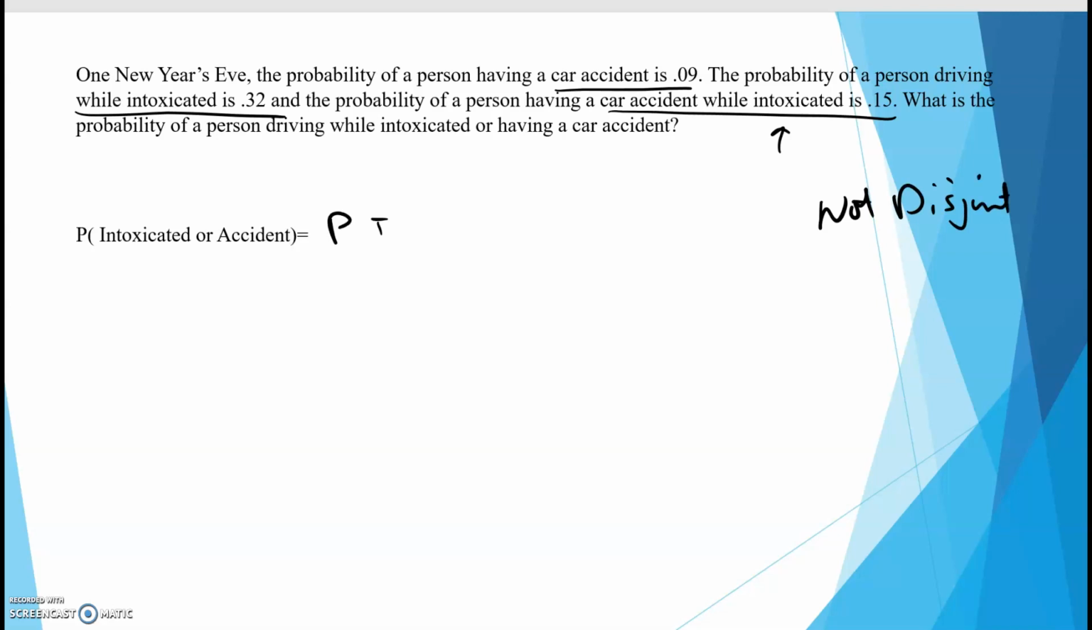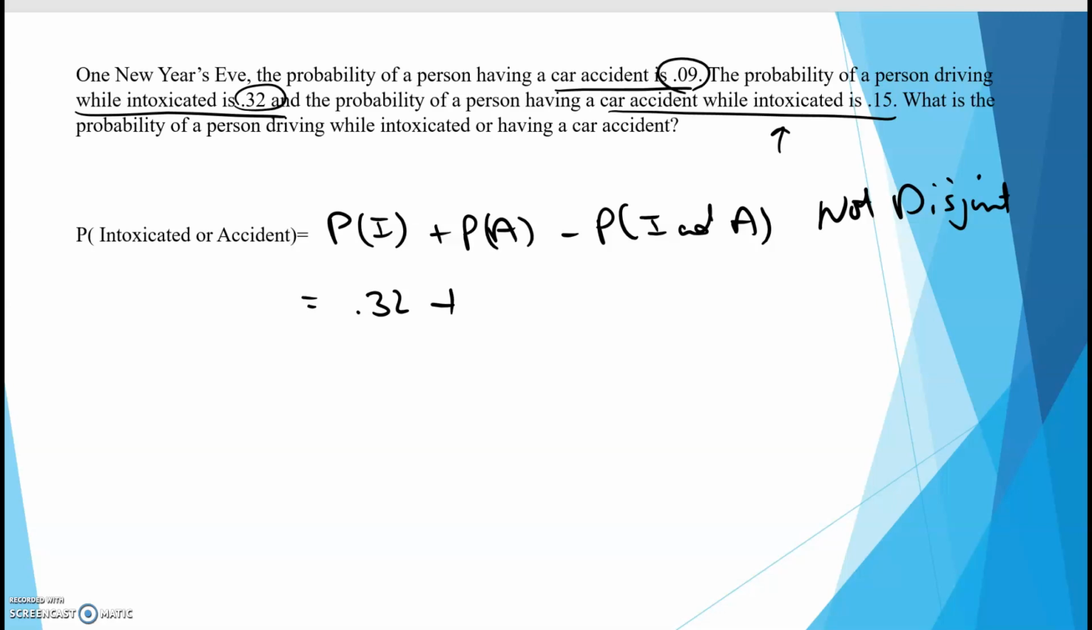So we need probability of intoxicated plus the probability of an accident minus the probability of being intoxicated and having an accident. Okay, probability of being intoxicated is 0.32 plus the probability of having an accident, 0.09, minus the probability of both of them happening together, 0.15. So our final answer is 0.26.